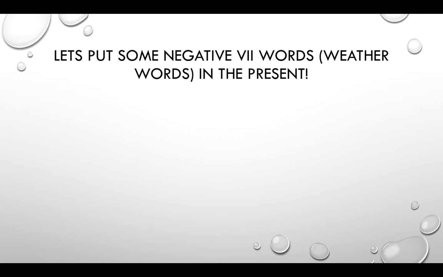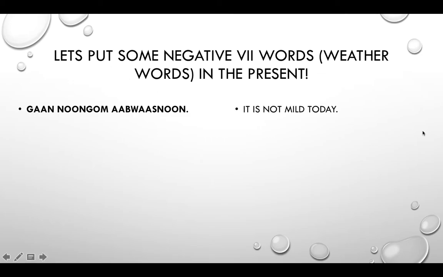So let's put some negative VII words in the present. Gon nongum abwa snon. Gon nongum abwa snon means it is not mild today. So here we don't need to worry about a tense marker in front of our verb. So gon and snon meaning not, nongum meaning today, and abwa, it is mild.